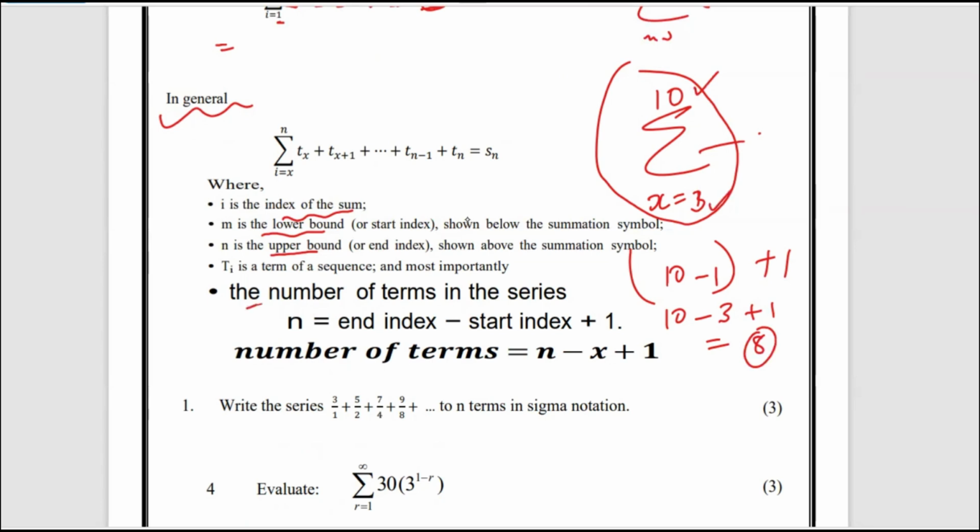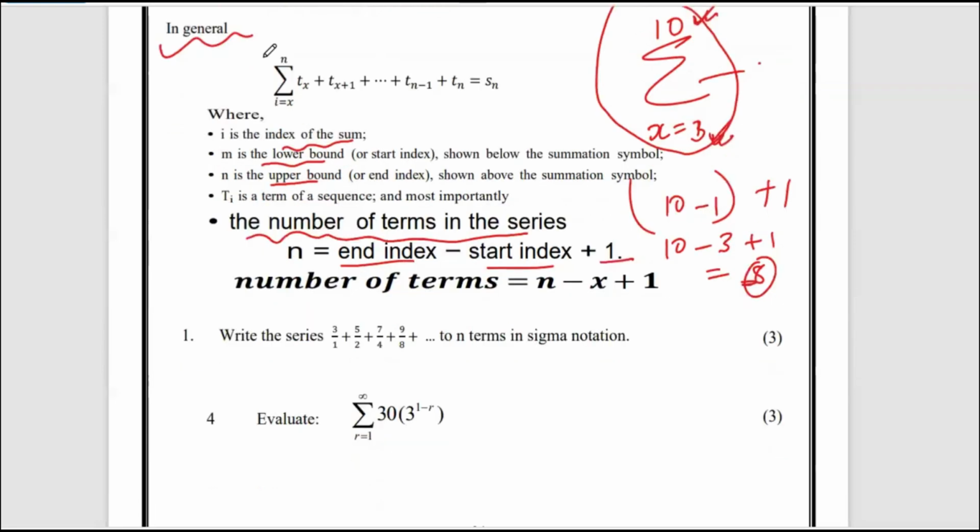So they're telling us for us to get the number of terms in the series, which is n, you get the end minus the start plus 1, okay? The end, which is the 10, minus the start, which is a 3, and then you plus 1, then you shall have the number of terms. Okay, let's look at some examples.